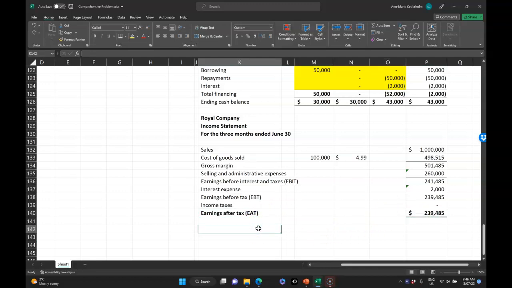So just to remind you, you don't have to do the income statement for each month. I just want it for the end of the quarter. So that's why I only have one total here.